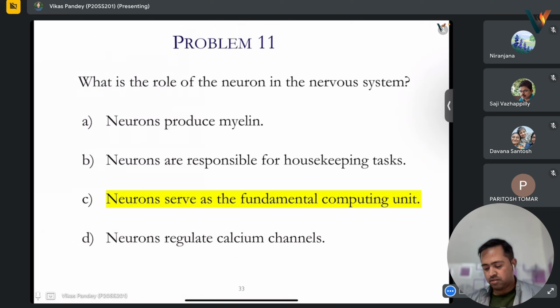Just a minute, let me disconnect the calls. I'm not sure why it is happening. Yes, can we move forward?